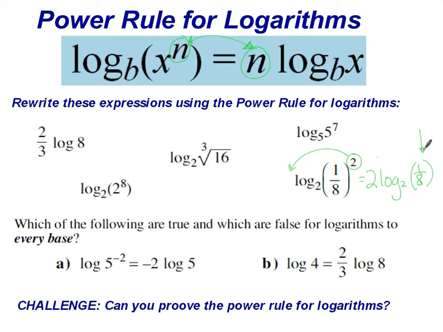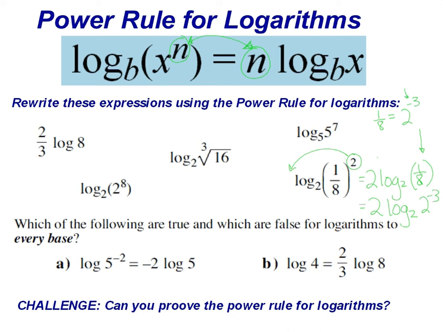I wonder if you guys found this when you were working on it. 1/8, another way to write that is actually 2 to the exponent -3, because the negative sign in the exponent makes it a reciprocal, and 2 to the power 3 is 8. So this is equal. So we can write it this way then, 2 log base 2 of 2 to the -3.